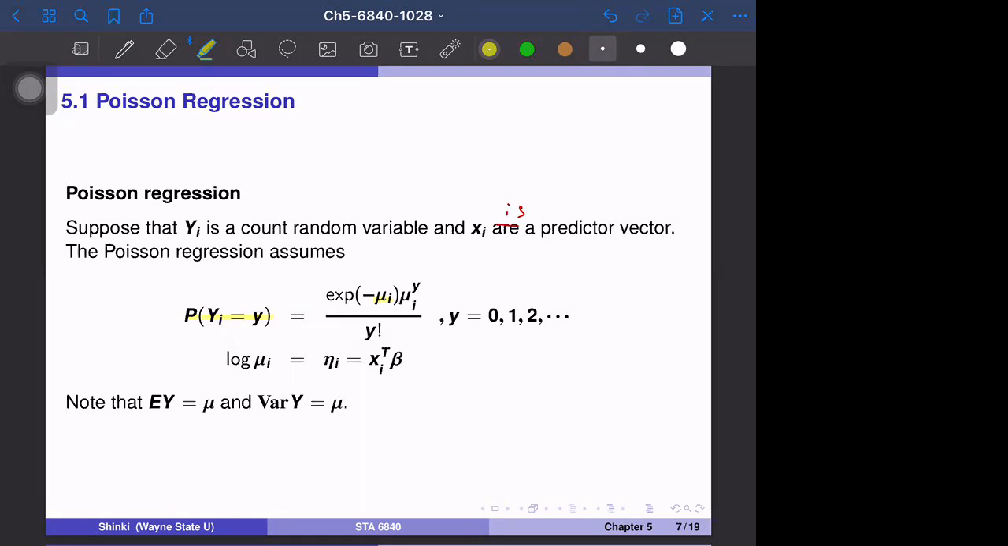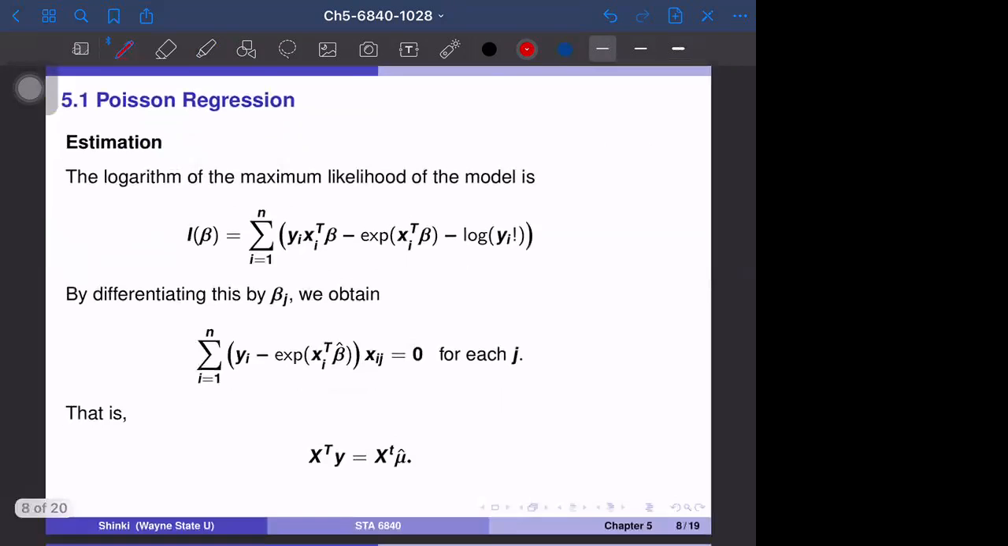And here, the log of mu i is equal to xi transpose beta. We also name this eta i, in the same way as logistic regression. And here, as we mentioned in the previous video, the expectation of y is mu and the variance of y is mu. So mu is controlled by x, and we have parameter beta. Our objective is to estimate beta. Then we can estimate the probability that yi is equal to y.